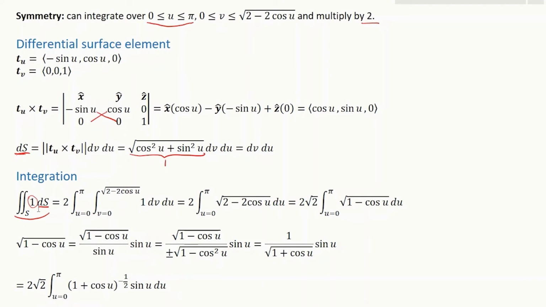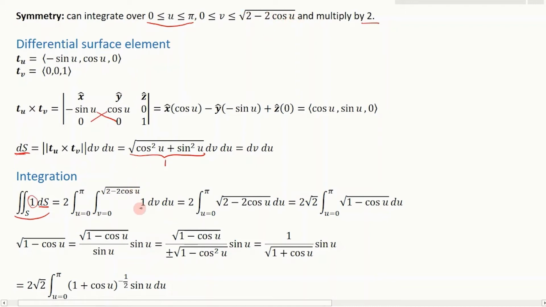Okay, now let's integrate this. We remember how we wanted to multiply by 2 and only integrate for u going from 0 to pi instead of 2 pi. That's what I did. The bounds on u are 0 to pi, as I said here, and then v going from 0 to square root of 2 minus 2 cosine u.